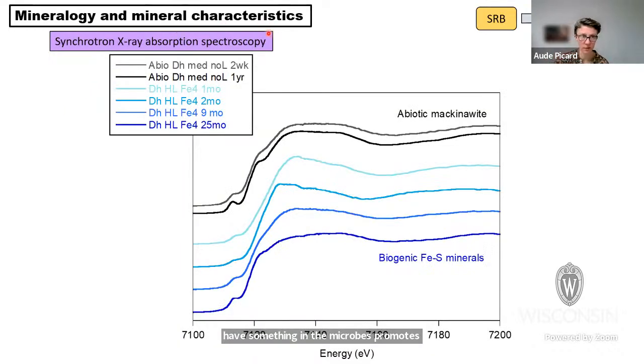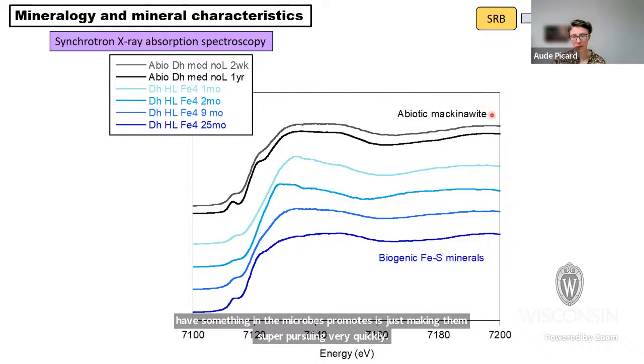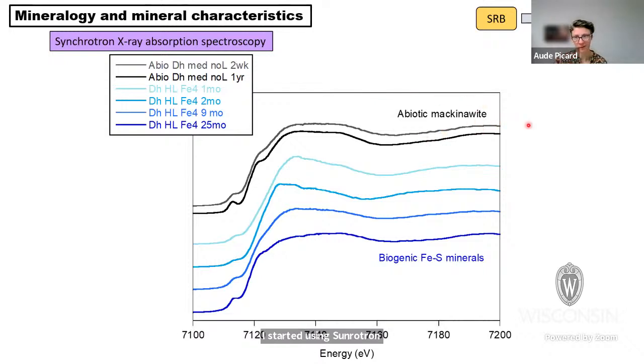I started using synchrotron spectroscopy. I'm still working on the data analysis, but you can see this is the abiotic mechanoide after 2 weeks. The black spectrum here is the one after a year. They're pretty similar to one another. And here is the biogenic one after a month, where we're supposed to only have mechanoide, but you can see how different it is from the abiotic mechanoide.